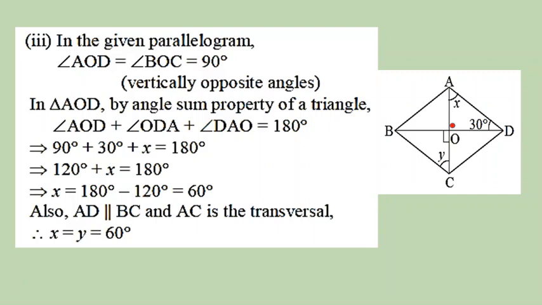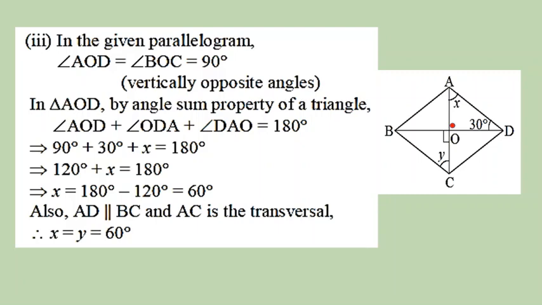Now, consider the triangle, the triangle in which the red dot is there. That triangle you consider. It is a right angle triangle. So that red dot is 90 degree. 30 degree is already marked. And X together should be 180 degree. That is, triangle AOD angles should be 180 degree, because of the angle sum of a triangle.